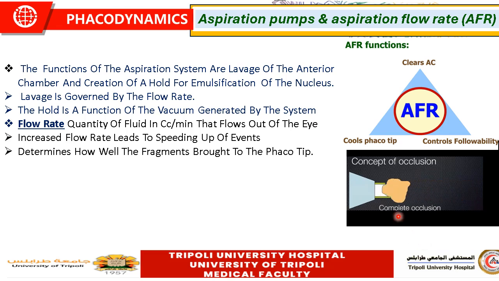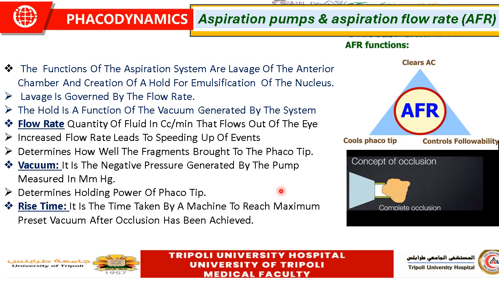And here, once the occlusion happens, the vacuum will build up and provide very good holding power for the lens fragments. So the vacuum is the negative pressure created by the pump once occlusion of the tip is there, and this is true for the peristaltic pump. However, for a Venturi pump, the vacuum will be present even without occlusion of the Phaco tip. And in the peristaltic pump, we have to determine the aspiration flow rate before surgery, and the vacuum will follow. So the vacuum will be indirectly controlled.